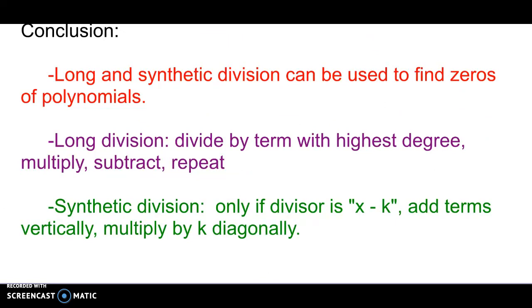All right, so in conclusion, long and synthetic division can be used to find zeros. For long division, we divide by a term with highest degree, multiply, subtract, and repeat. Synthetic, we can only use if it's in the form of x minus k, if the divisor that is. We add vertically and multiply diagonally.